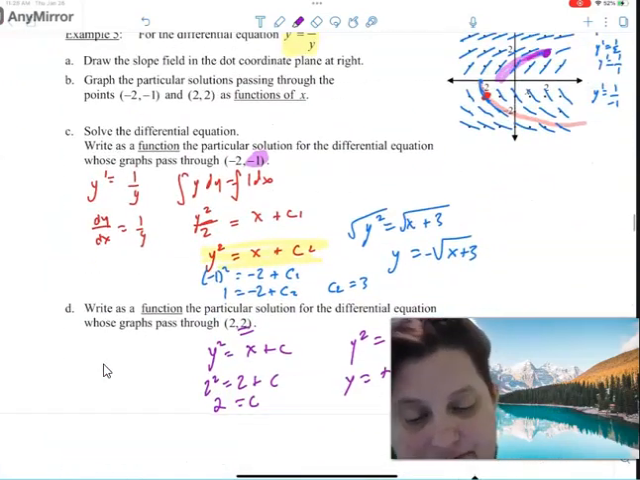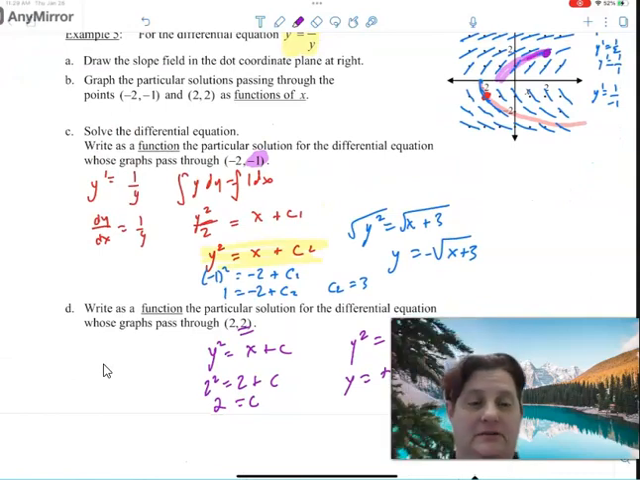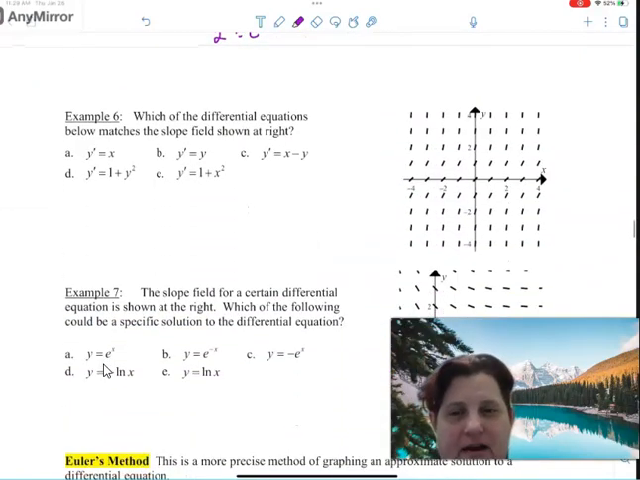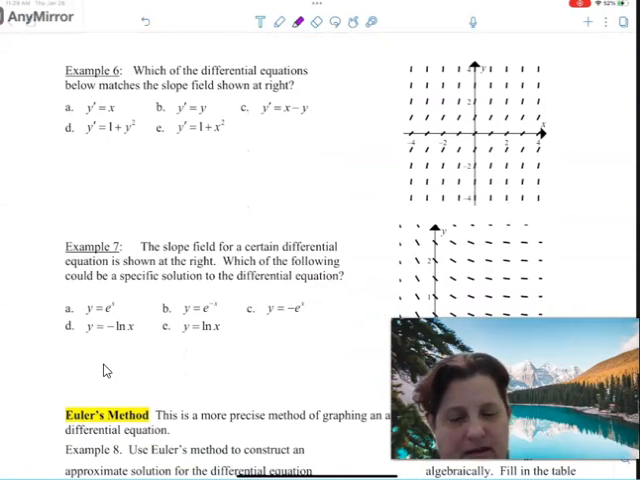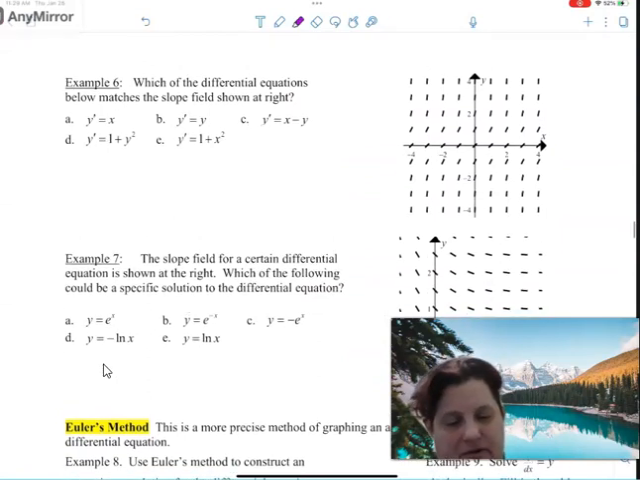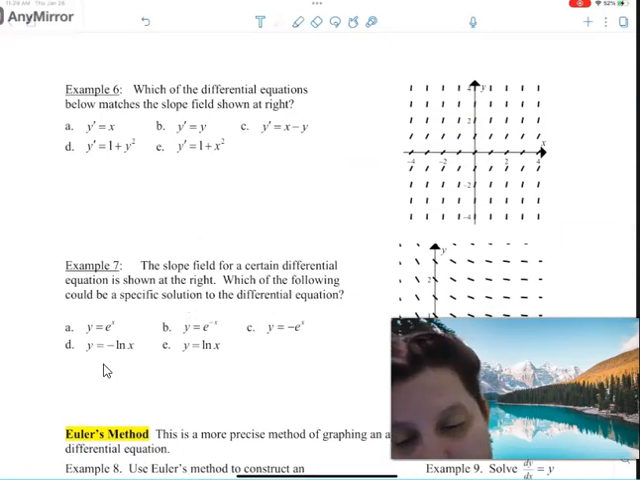Let me get my slope field. All right, awesome. Hopefully you guys are okay with that. Okay, let's go ahead and do example 6 and 7, and then we're going to tackle Euler's method. Which of the differentials matches the slope field?